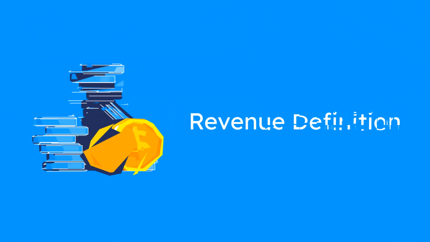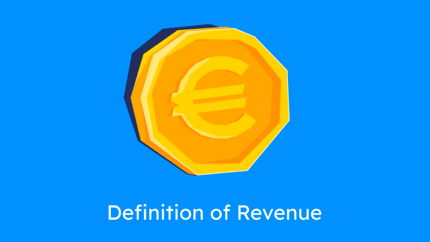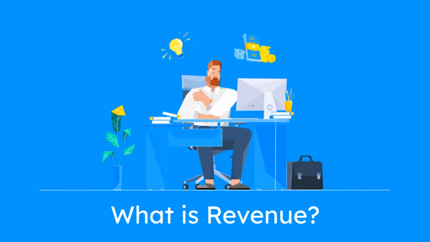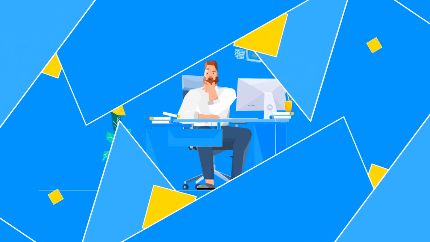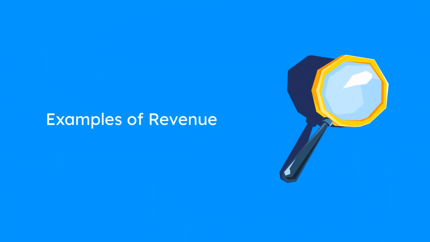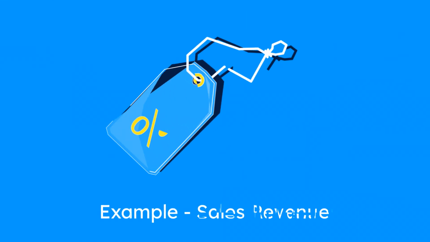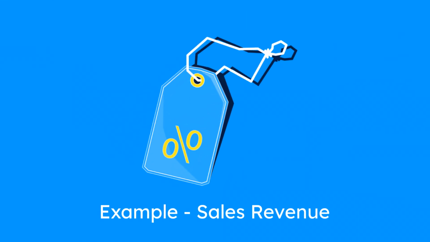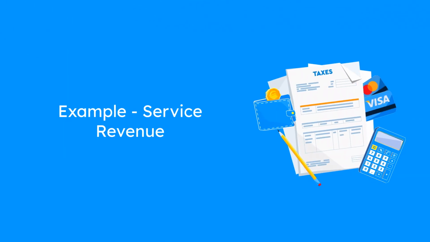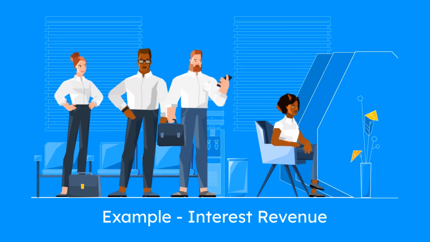4. Revenue. Income. Definition: Revenue accounts track the income earned by the business through its main operations. This could come from selling products, providing services, or any other income-generating activity. Example: Sales revenue, money earned from selling goods. Service revenue, income from providing services. Interest revenue, earnings from interest on investments or loans given.